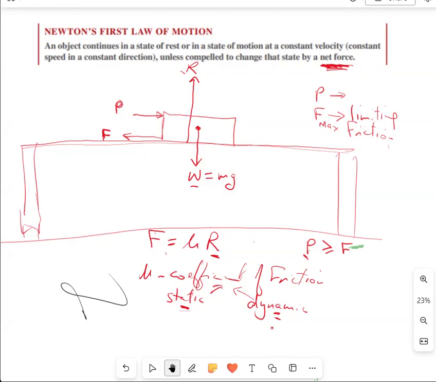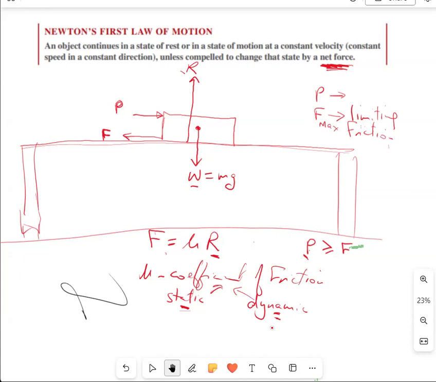Well, so let's get back to the law. You're saying that an object at rest is going to remain there at rest unless a net force acts. Notice what we mean by net. If P is equal to F, we still don't have a net force acting on it. P has to exceed F before that happens.